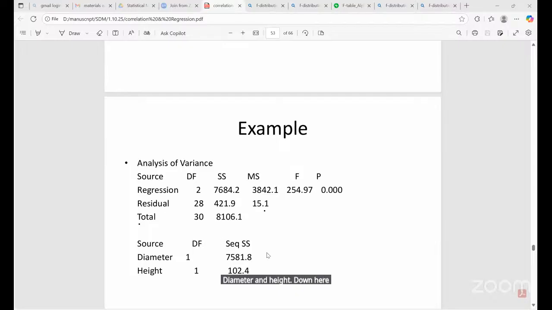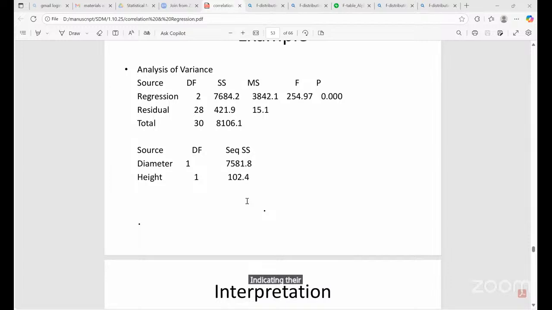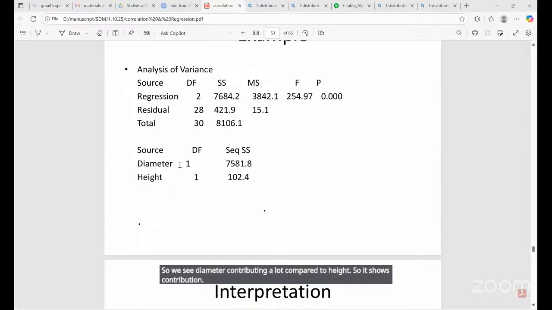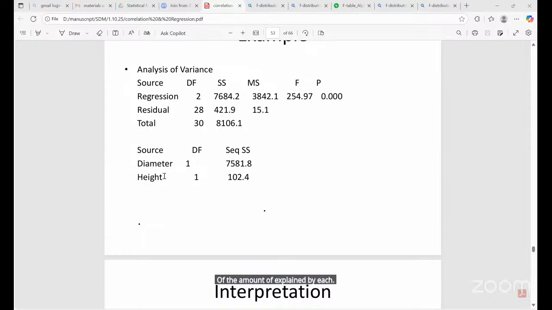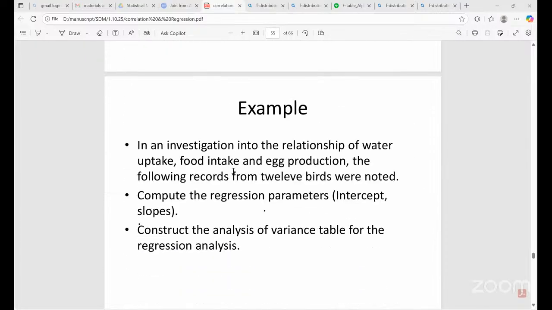Down here, we have sequential sums of squares indicating the contribution of each independent variable to the regression sums of squares. So we see diameter contributing a lot compared to height. So it shows the amount explained by each independent variable as far as the regression sums of squares is concerned. Okay.